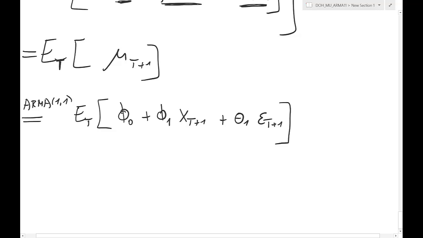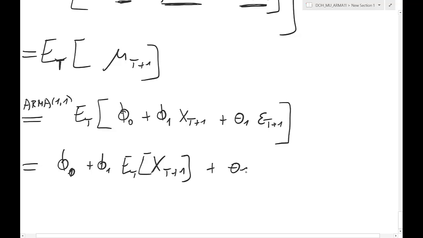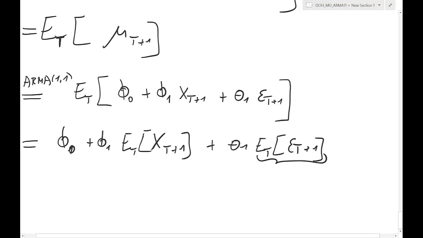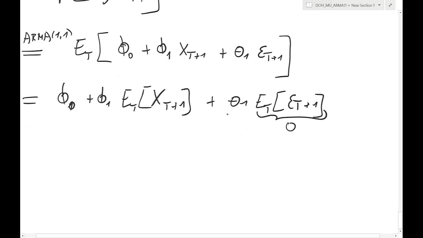Alright, but now we have the condition on t here. Now what do we see? That is a constant. We put that out of the expectation. That's a 0. That is a constant. And now we have that plus theta 1 times epsilon t plus 1. That is again, epsilon is white noise, the expectation is 0, so the entire thing is 0.